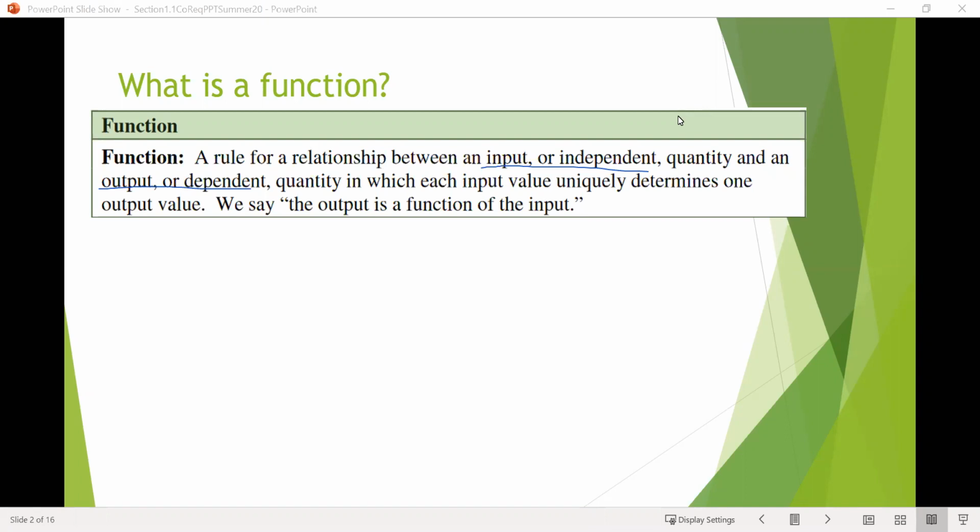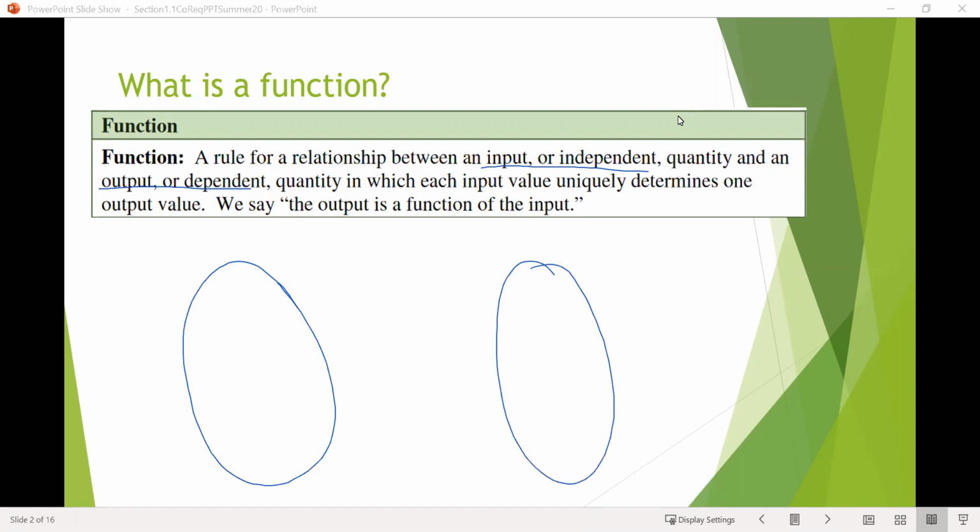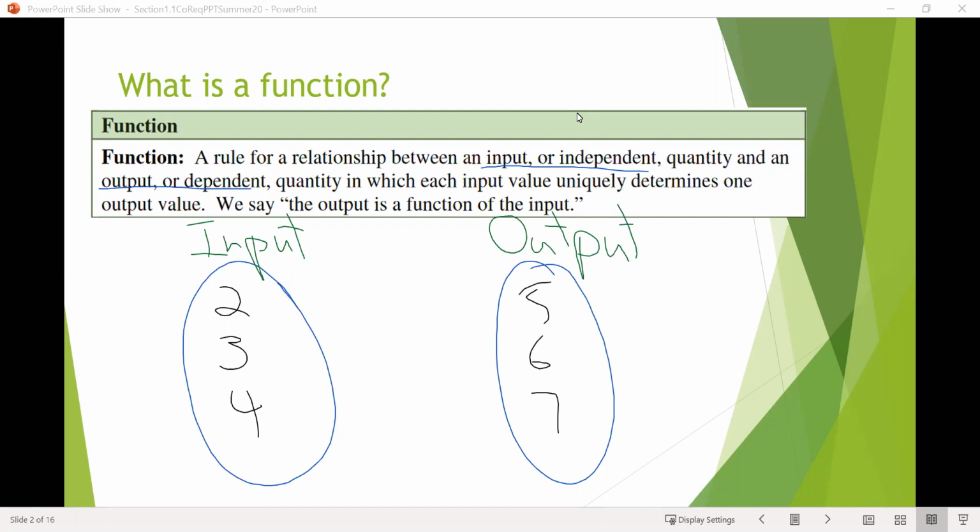So as a basic example of this, you create a couple of circles here. And the left circle, that's going to represent my world of inputs. And then the right circle there, that's going to represent my world of outputs. Okay, and generally the way a function will work is we'll have some numbers listed over here in the left. So let's say we have 2, 3, and 4. And then over here in the outputs, we have some other numbers, 5, 6, 7.